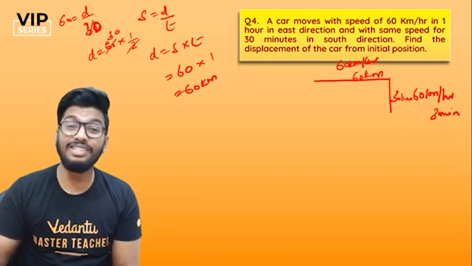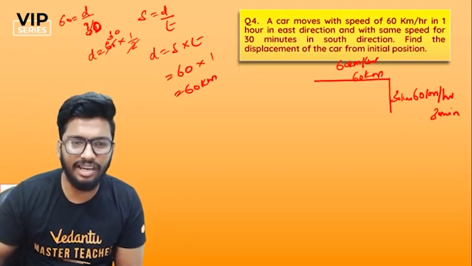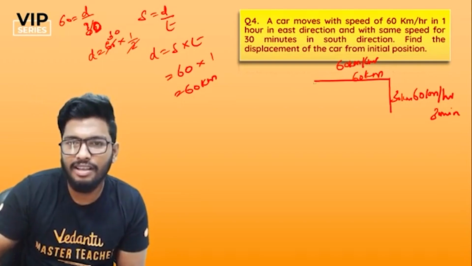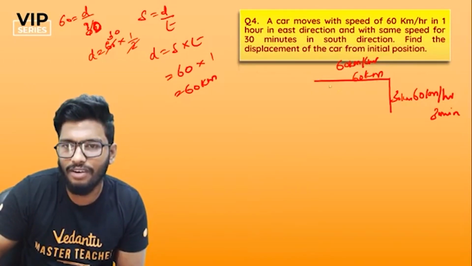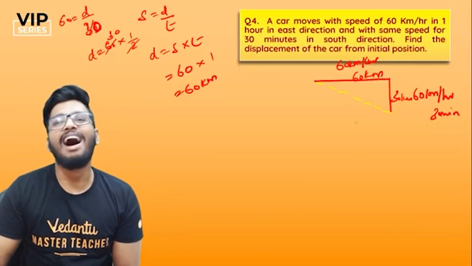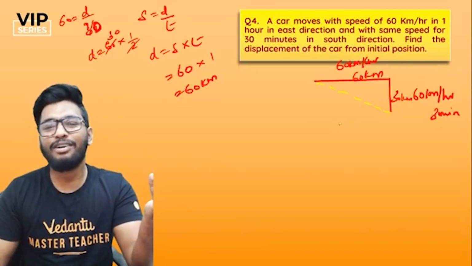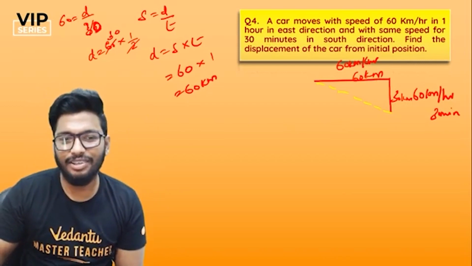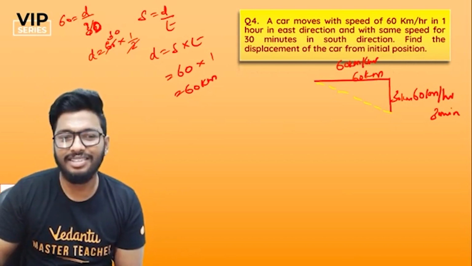Now they are asking what is the displacement. So what is the displacement, guys? Displacement is nothing but the final and the initial position. This is the initial position, this is the final position. So in other words, they are asking you what is this distance. How will you calculate that? Hypotenuse. Remember, hypotenuse, because it's a right angle triangle. So find out the hypotenuse and you'll get the answer.